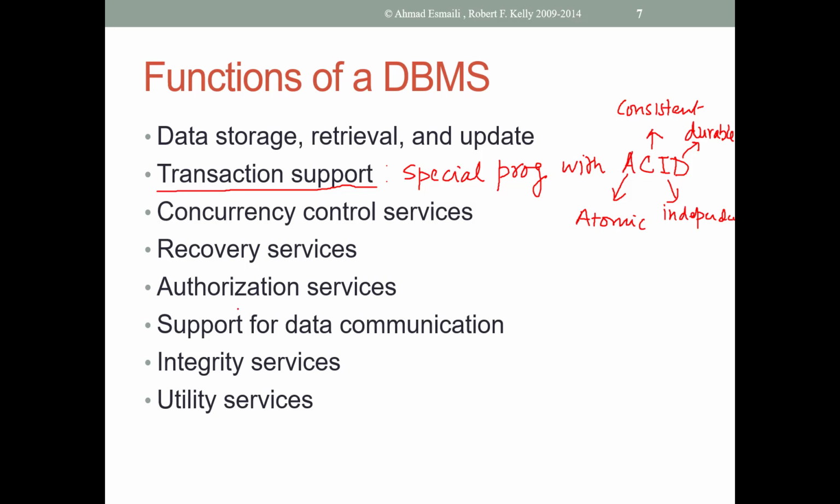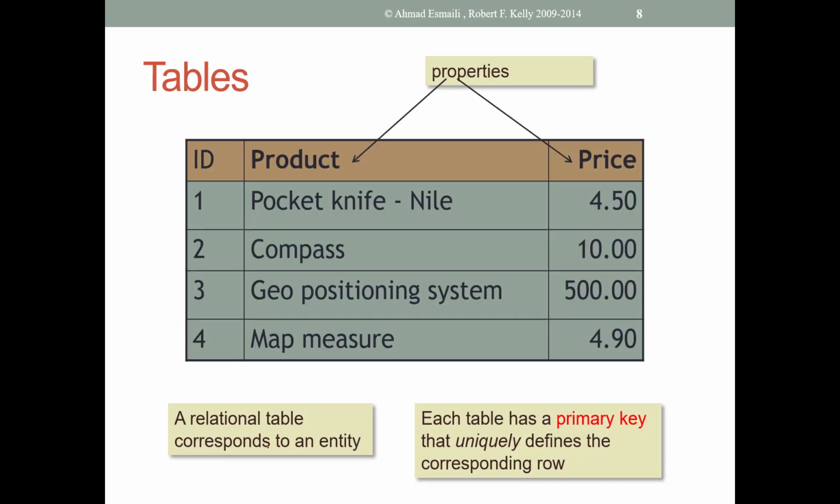Authorization services are important, and we do have authorization in DBMS, which results in controlled access to the database, which is a must. Similarly, we have support for communication as well. If you want to access data which is distributed, then we will have support for data communication. Integrity services, again, just remember that they are services provided by DBMS. We will not go into the details of that. And similarly, utility services. So these were some functions of DBMS.